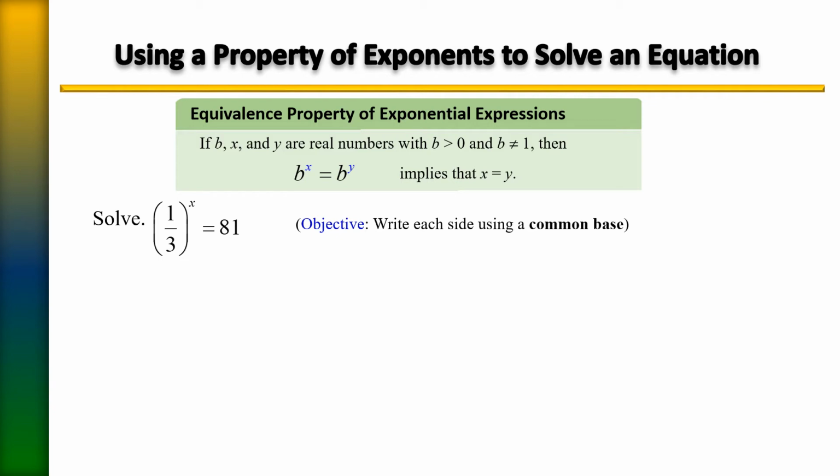Right now it has a positive exponent. If I flip it, it will have a negative exponent. So then it'll be 3 to the -1 power. I can also rewrite 81 because 3 to the 4th power equals 81. In other words, if I multiply the number 3 4 times, I'm going to get 81.